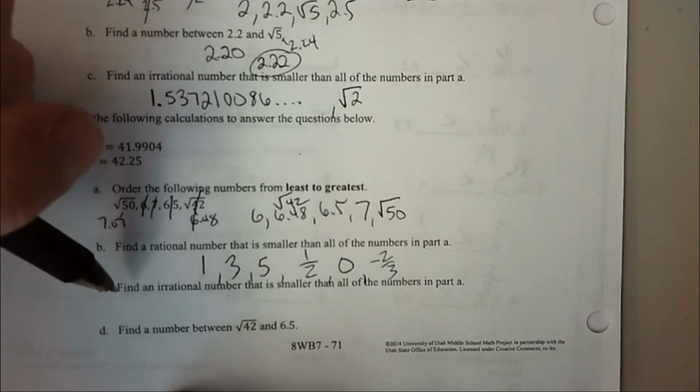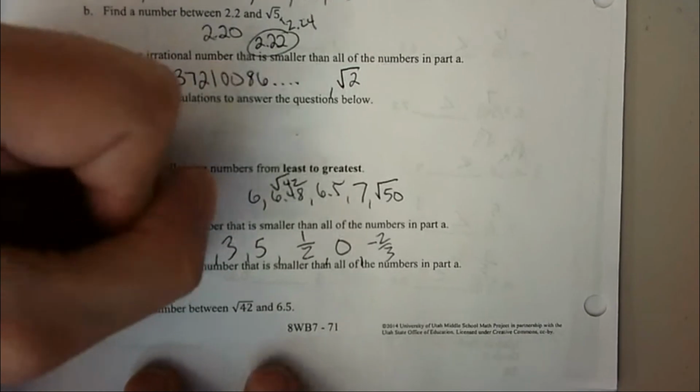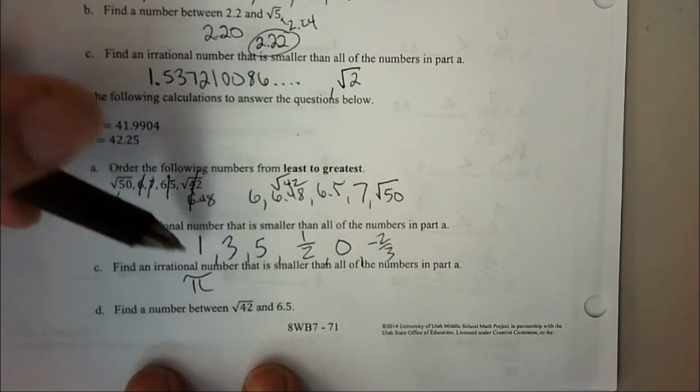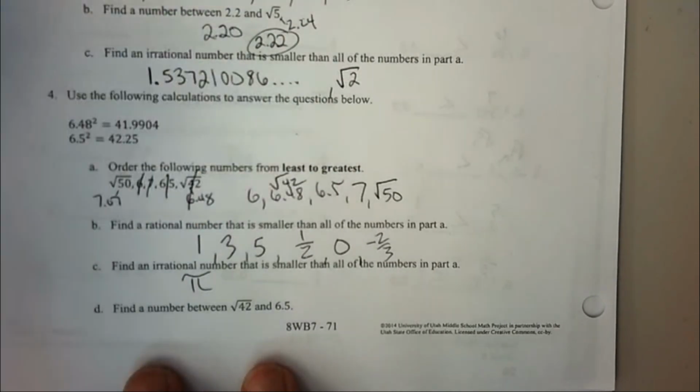Irrational. Well, I think I'll probably choose the most famous irrational number there is, and that's pi, because pi is about 3.14. It keeps going on, but that's all smaller than the 6s and 7s there.